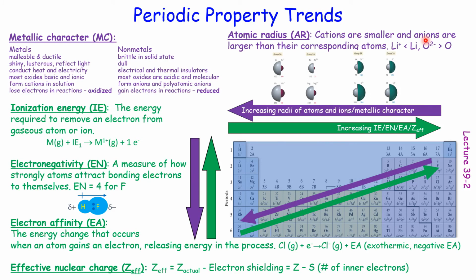Anions, on the other hand, are larger than their corresponding atoms. For example, oxide is larger than the oxygen atom. So on the right-hand side, those are the anions. They gain more electrons. That's why they occupy greater space, and that makes them larger than their corresponding atoms.